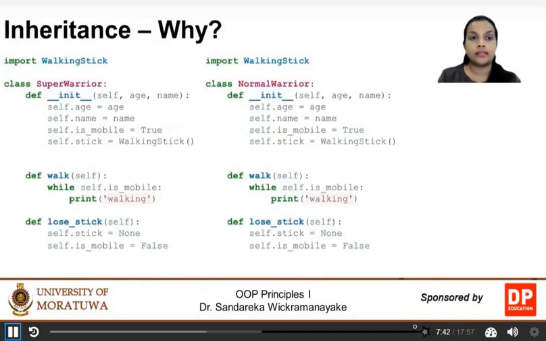Now let's discuss the inheritance principle. First, why do we need inheritance? To understand the usefulness of inheritance, let's consider the warrior objects. Here we can see the classes of the normal warrior and super warrior. As you can see, most of the code is the same in the two classes. Thus, we say there is code redundancy. This makes your code unnecessarily long and difficult to maintain, because every time you have to change a piece of code common to both classes, you have to make sure both places are equally updated.